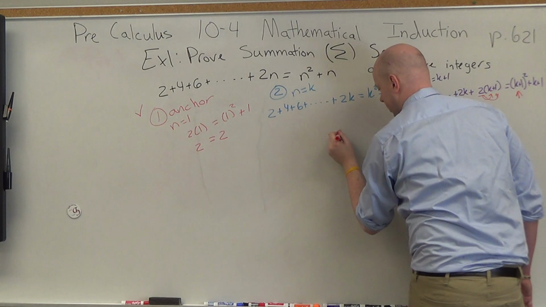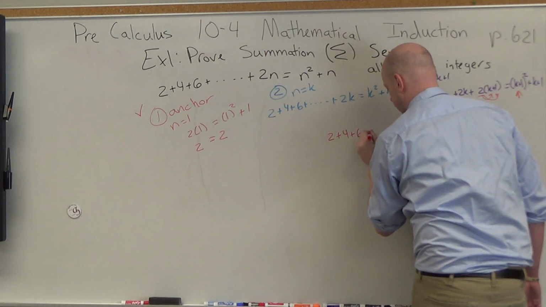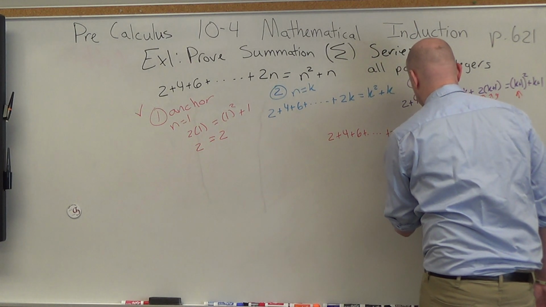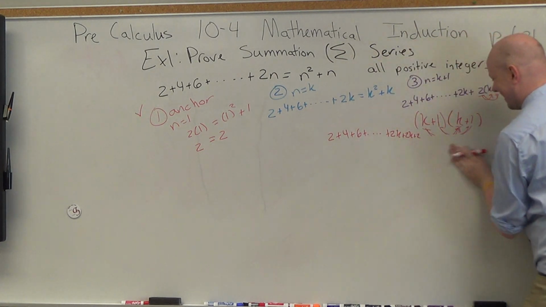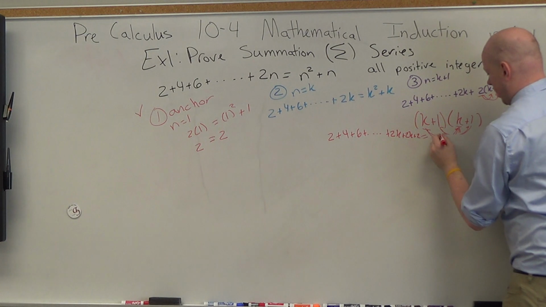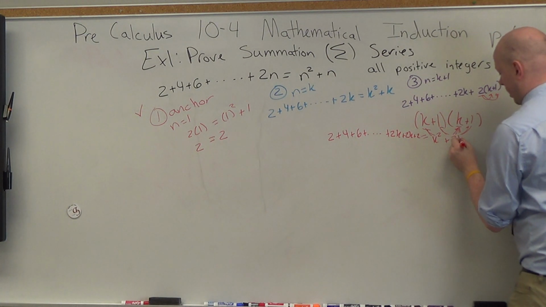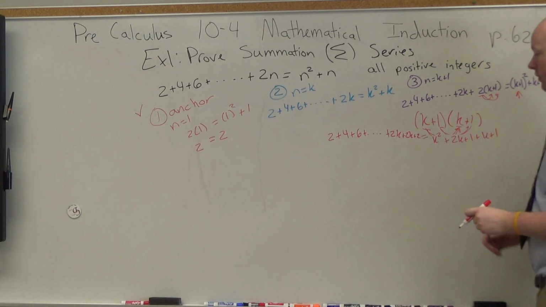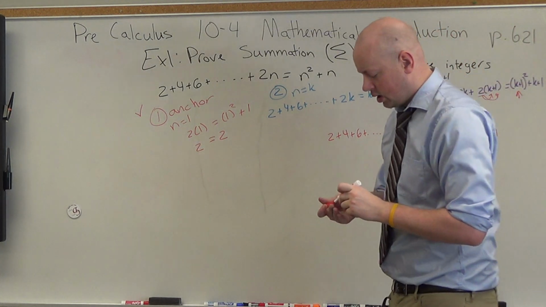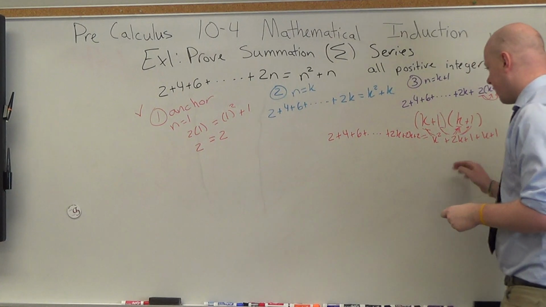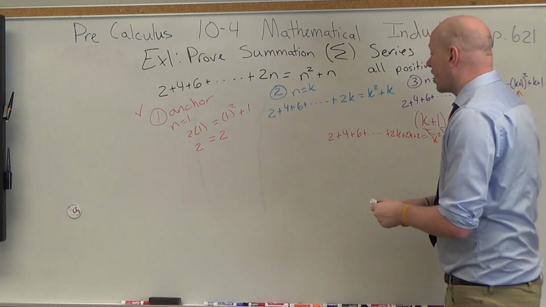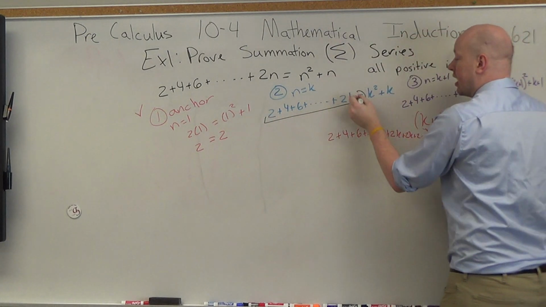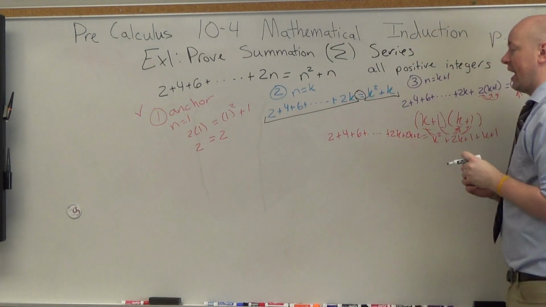2 plus 4 plus 6 plus dot dot dot plus 2k plus 2k plus 2 equals k squared plus 2k plus 1 plus k plus 1. Okay, again, a little crooked, I apologize. Now, with all that being said, we already established that this entire expression equals k squared plus k.